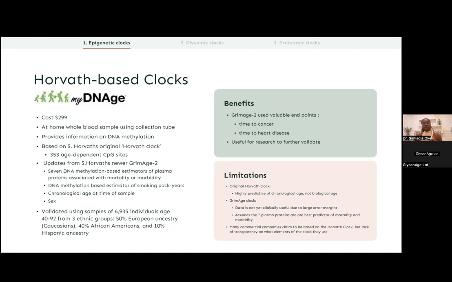And so again, it's about doing that due diligence and understanding actually, is this clock really based on science, or how much of the Horvath research base are they using, and how useful is that for my patients and in practice?